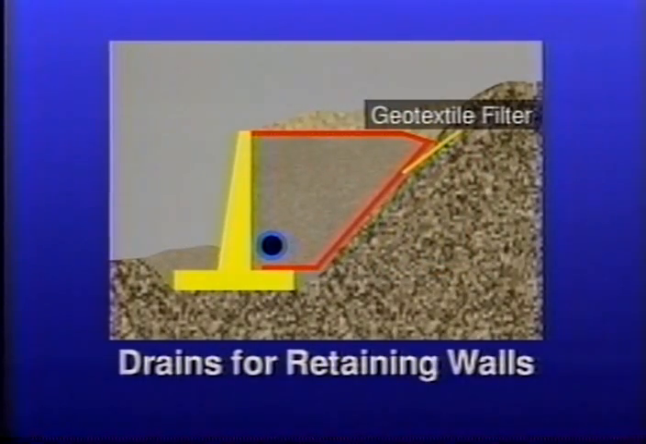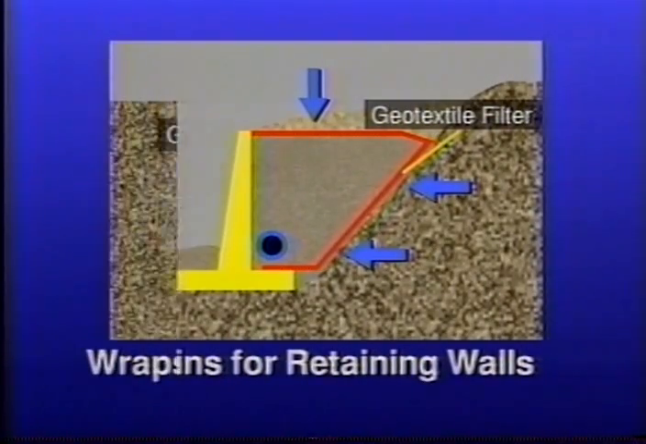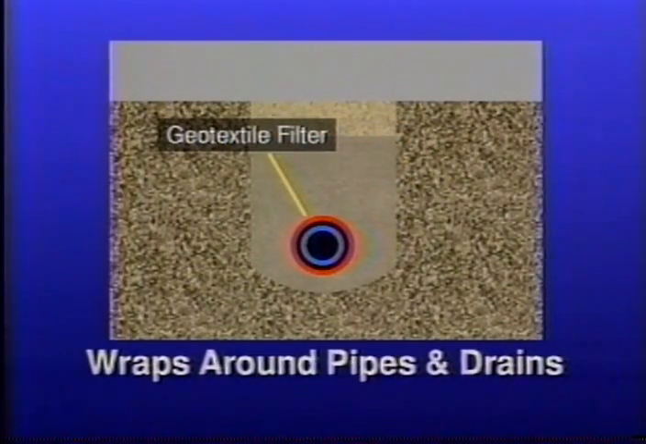As drains for structures such as retaining walls to separate the drainage aggregate or system from the backfill while allowing free flow of ground and infiltration water. And as wraps around slotted or jointed drain pipe to prevent drainage aggregate from entering the pipe while allowing the free flow of water into the pipe.